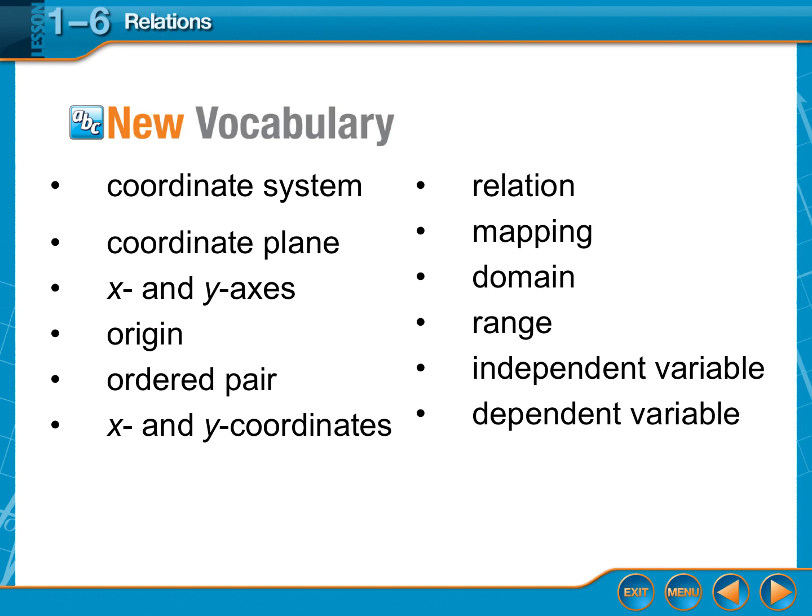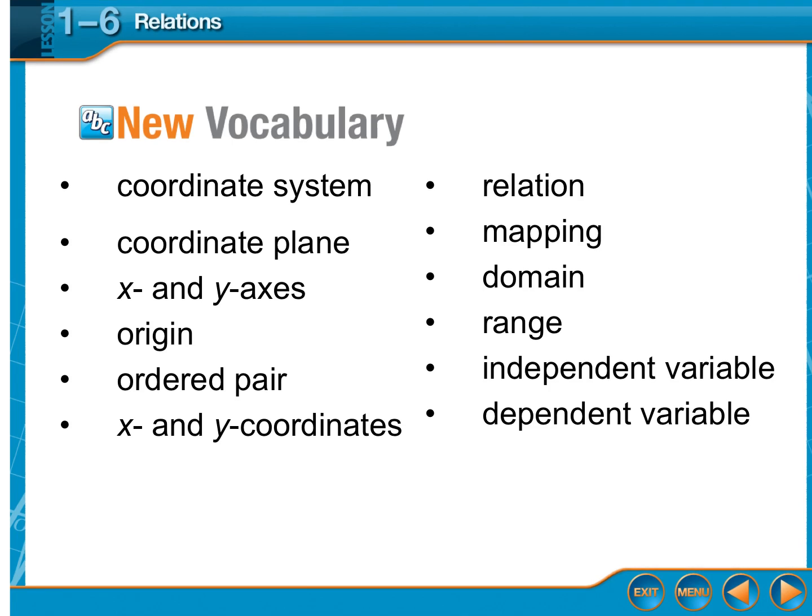So coordinate system, coordinate plane, that's the big graph I have up there. X and Y axis, which one's the X axis? Let's talk about that. X goes this way, that's the first one you do. Y goes this way, okay? X, Y. Okay, you graph the X first, and then you graph the Y.